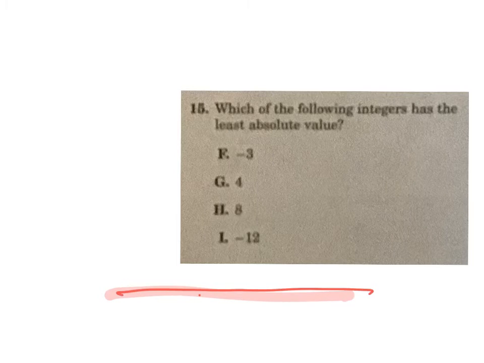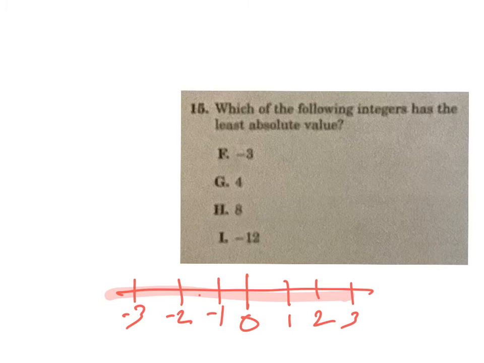There you go. So you have 0 here, and then you might have 1, 2, 3, and then you have negatives going this way. The absolute value is how much that number is away from 0. Okay? So negative 3, if I go negative 3 here, it's 1, 2, 3. The absolute value of that is 3. 4, the absolute value is 4. 8, the absolute value is 8. And negative 12, the absolute value is 12.